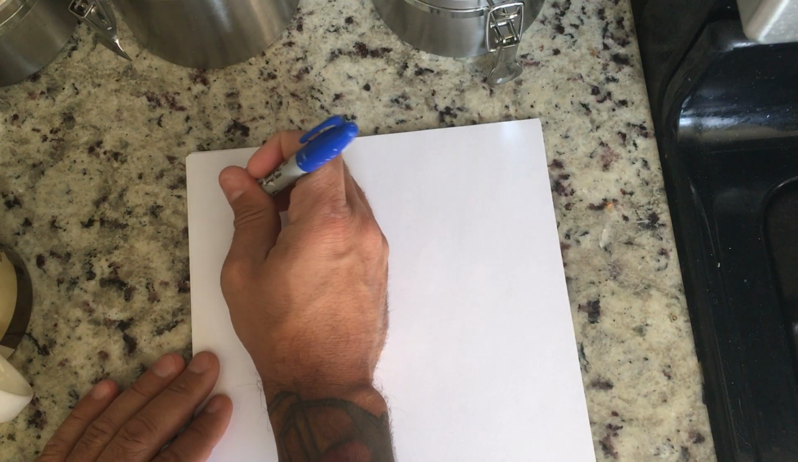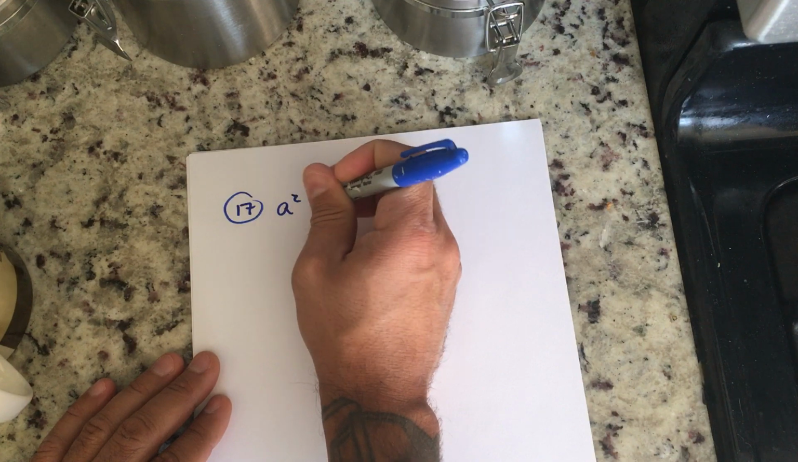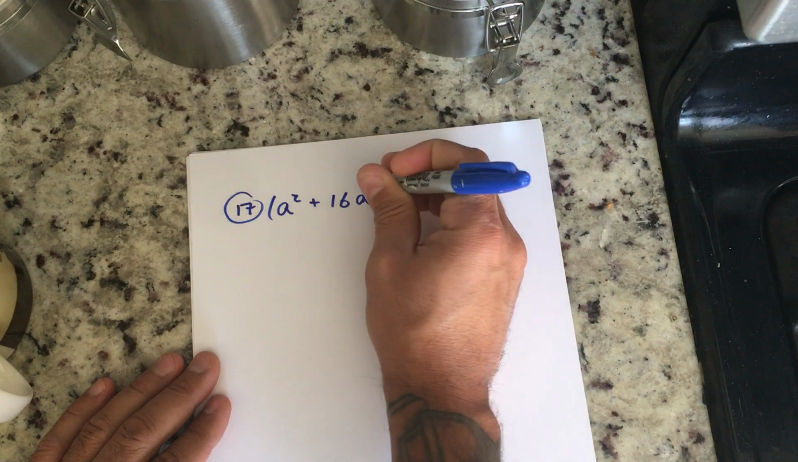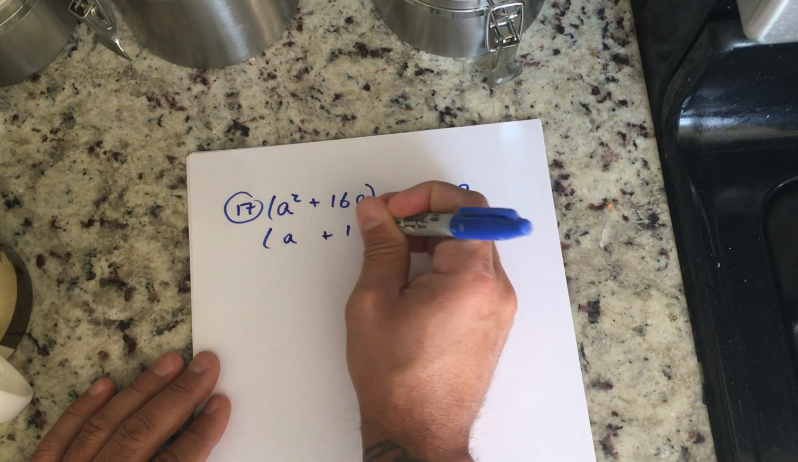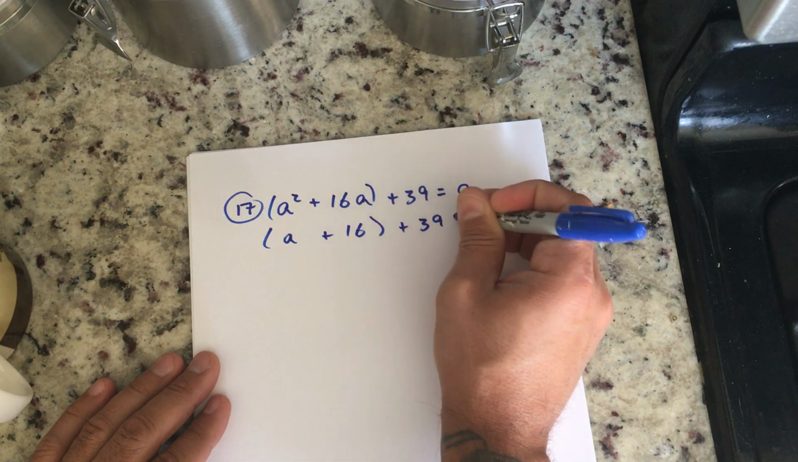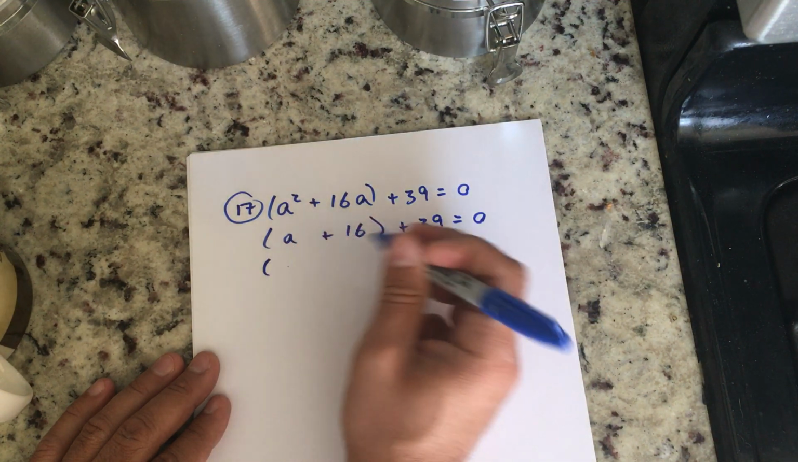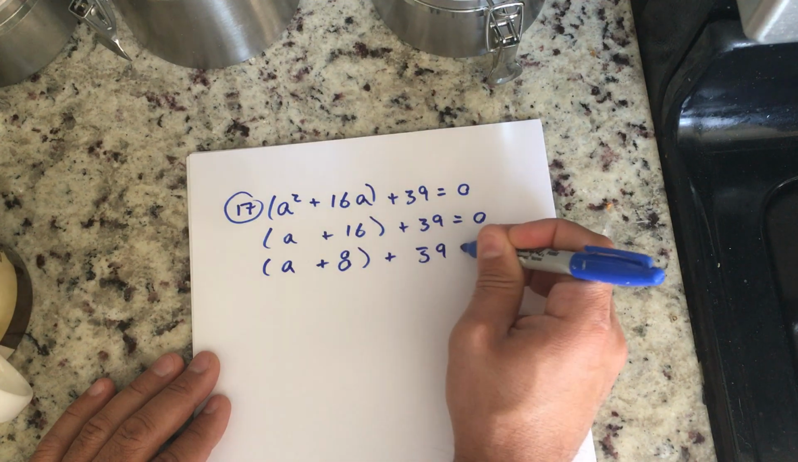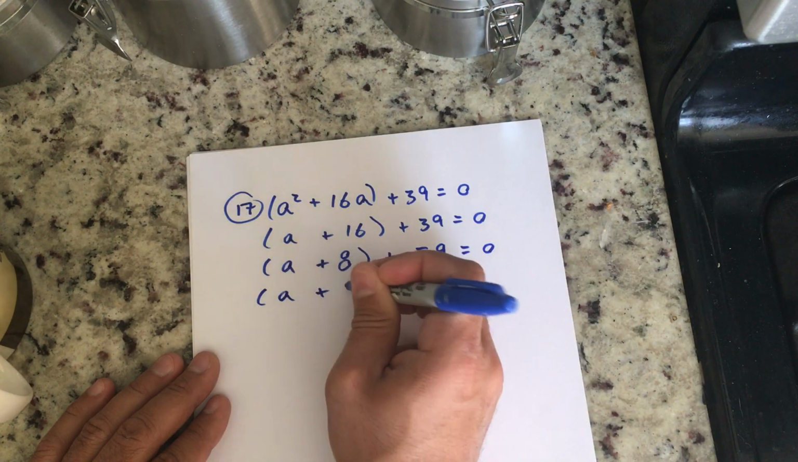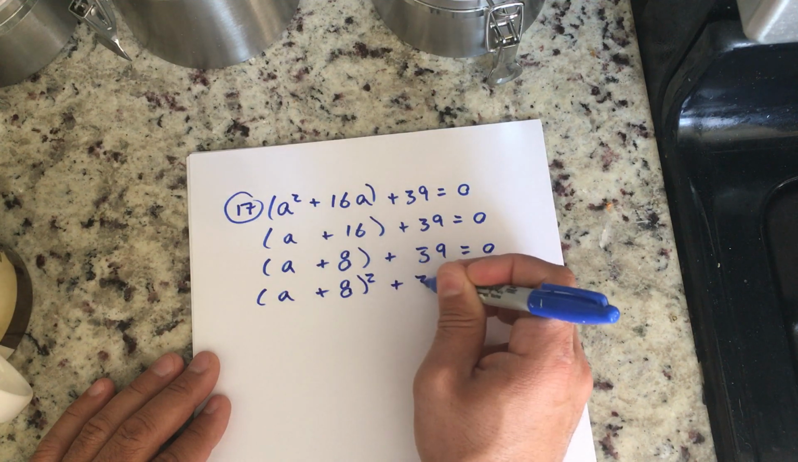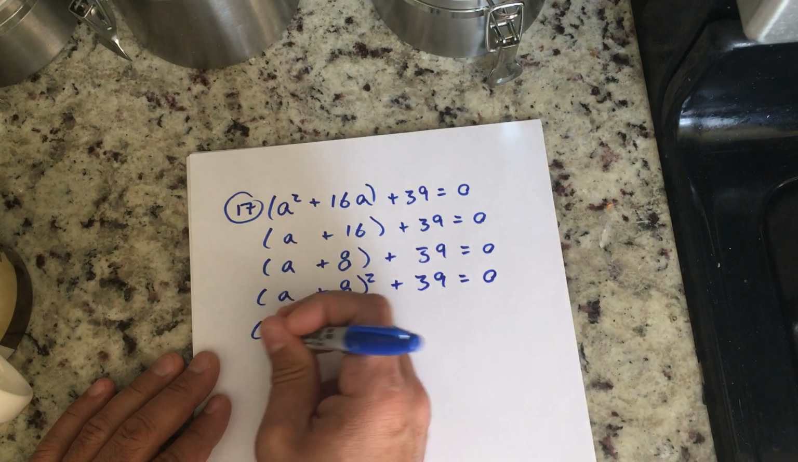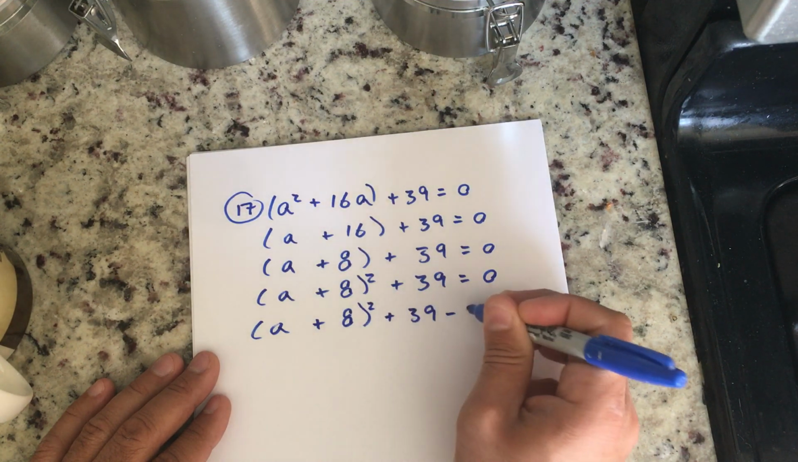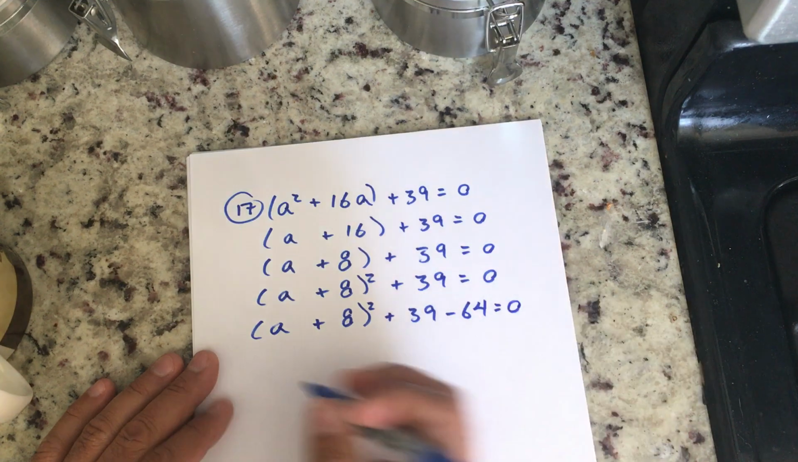Number 17. Drop the x's, drop an x from each. There's no number in front of the a, so we skip step 3. We're going to divide by 2. Square it. Subtract h squared. Simplify.